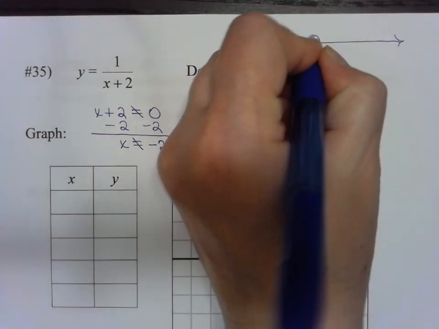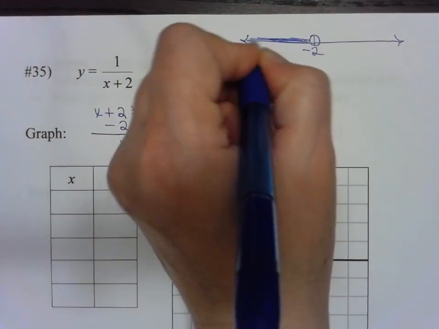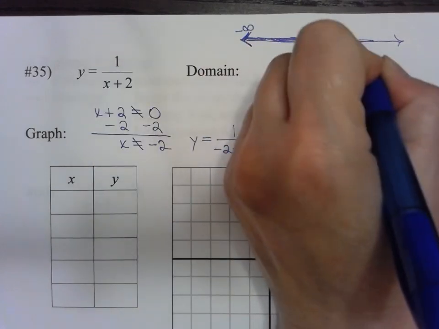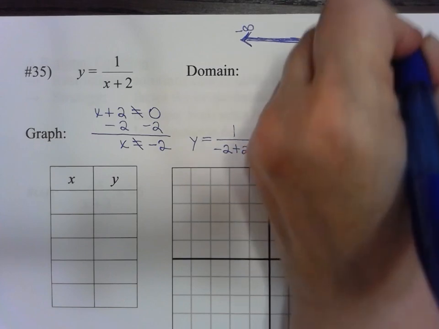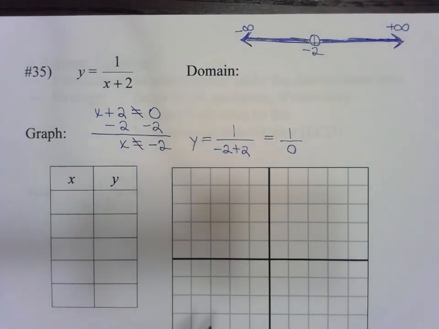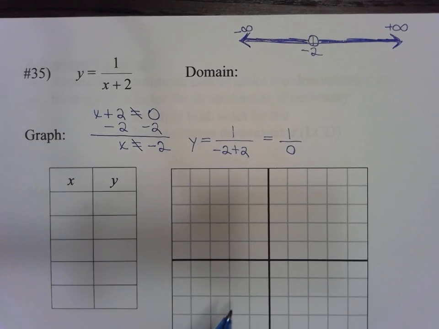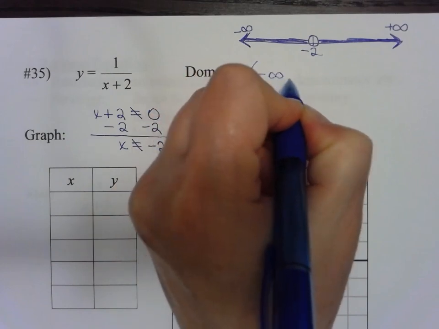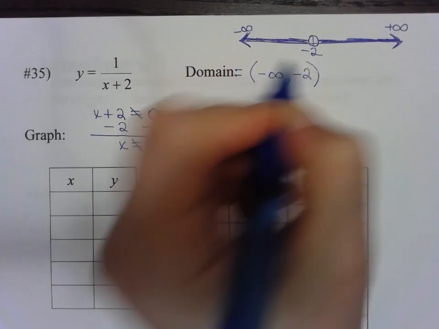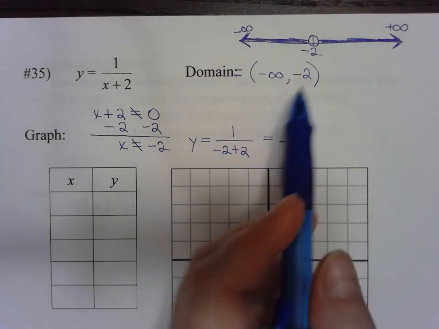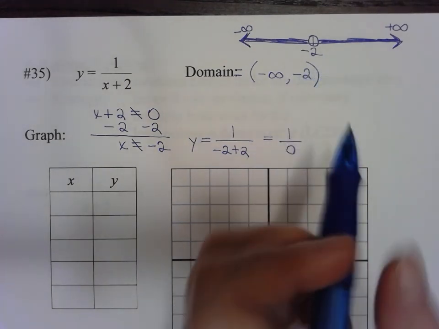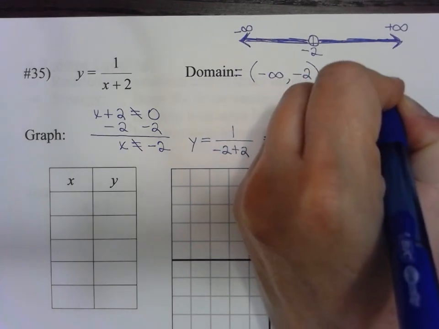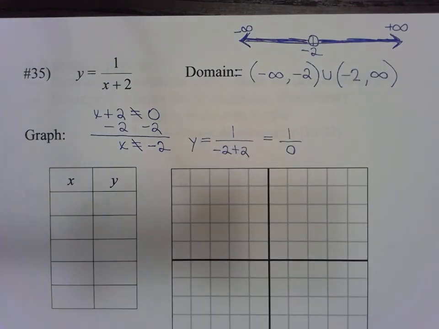So we'll draw an open circle. Anything smaller than -2 is okay. Anything bigger than -2 is okay as an x value. We just can't use that one number, -2. So our domain is going to go from -infinity up to -2. We're not including -2, so we're using the round parentheses. And then we're going to pick up again just after -2, so another round parentheses, up to infinity.